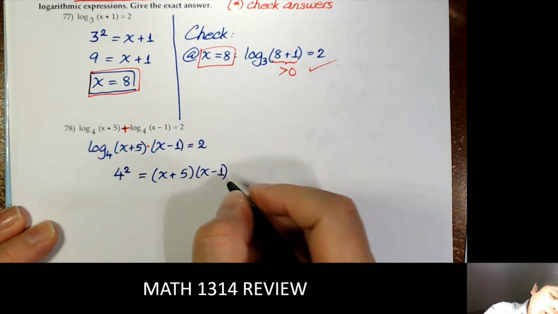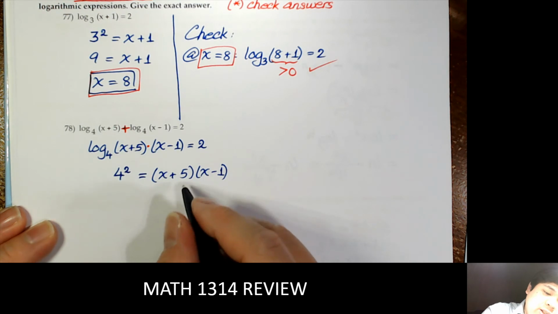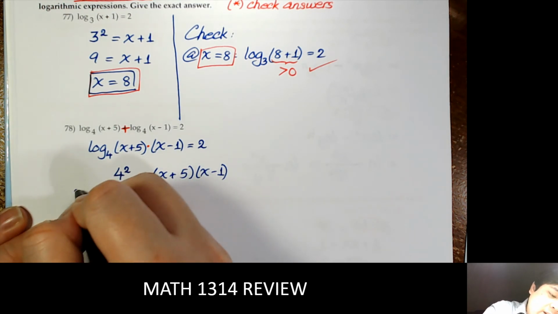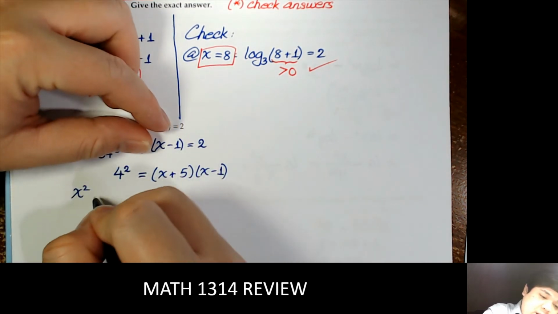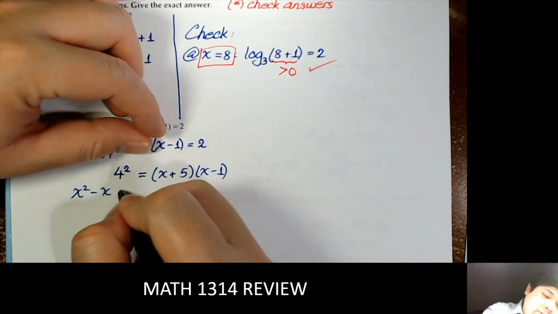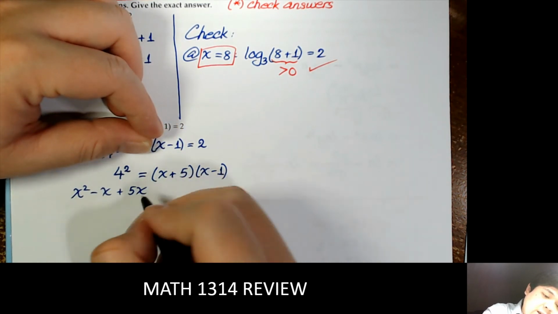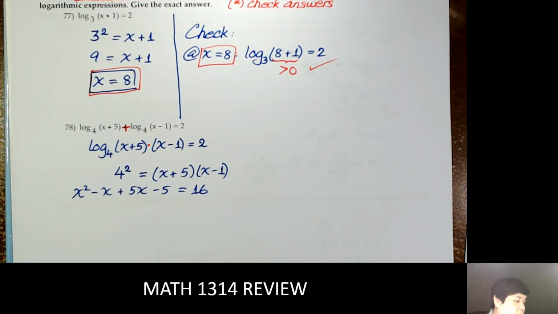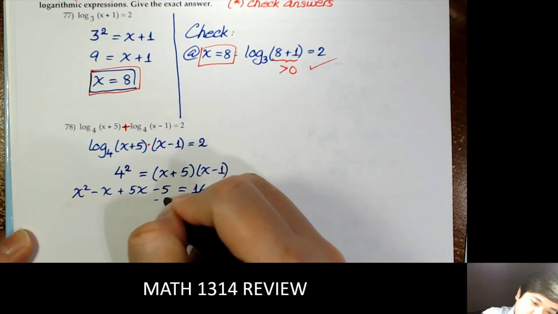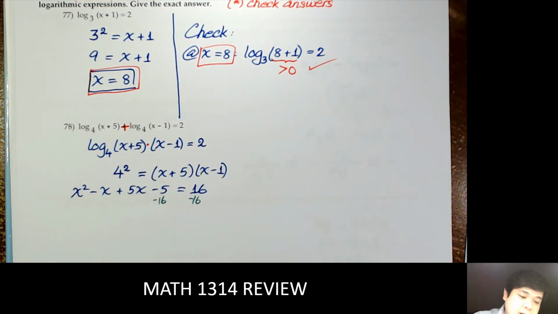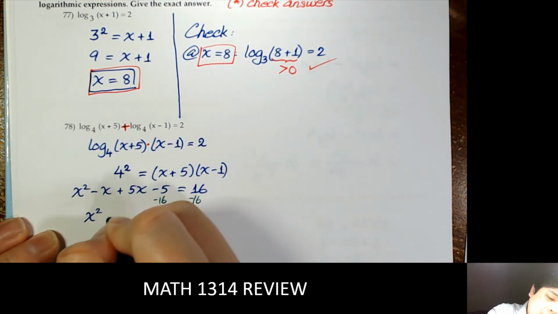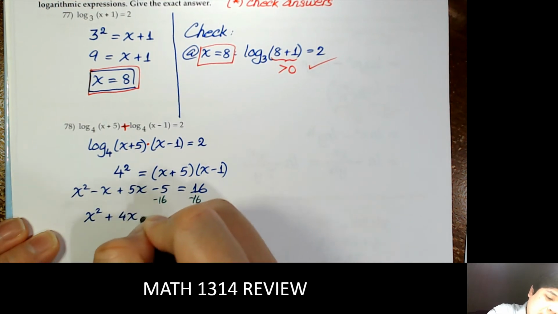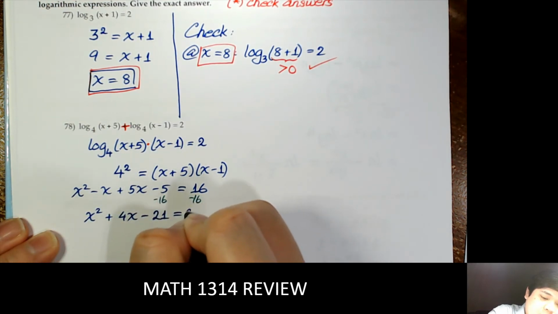4 squared is 16. I will multiply this out and put on the left hand side x squared minus x plus 5x minus 5. 4 squared is 16, put on the other side. Combine like terms and move everything to the left hand side. We have x squared plus 4x minus 21 equal to 0.